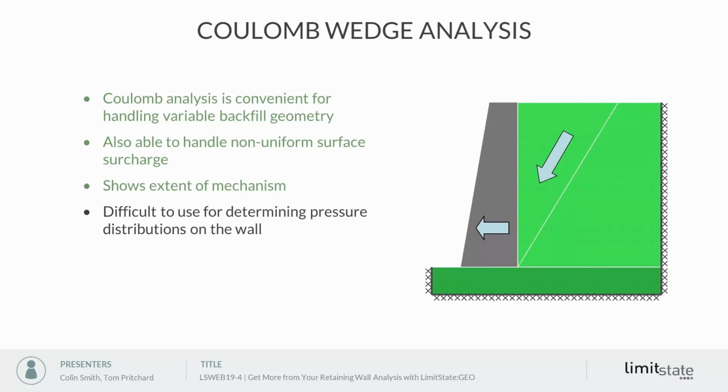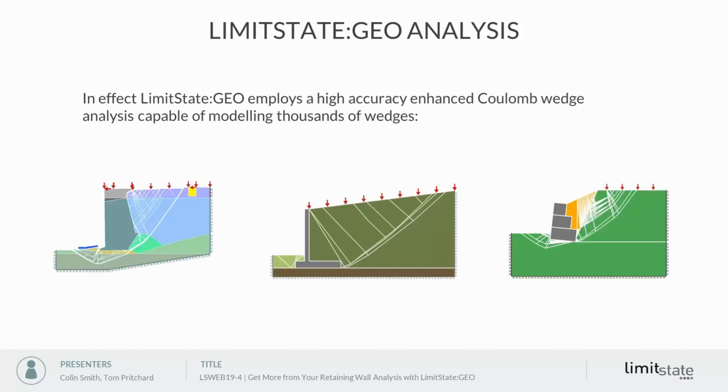And LimitState GEO essentially is like an enhanced wedge analysis, where it's able to model not just one single wedge or two wedges, as you might do in a hand calculation, but it can essentially model hundreds or thousands of wedges and give a very accurate result.